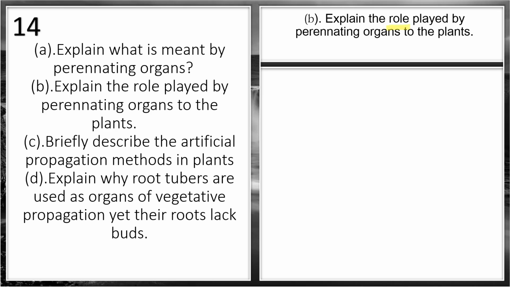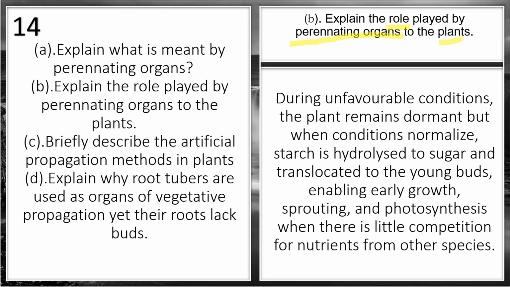Explain the role played by the perennating organs to the plant. During unfavorable conditions, the plant remains dormant, but when the condition normalizes, starch is hydrolyzed to sugar and translocated to the young buds, enabling early growth, sprouting and photosynthesis, when there is little competition for nutrients and light from other species.